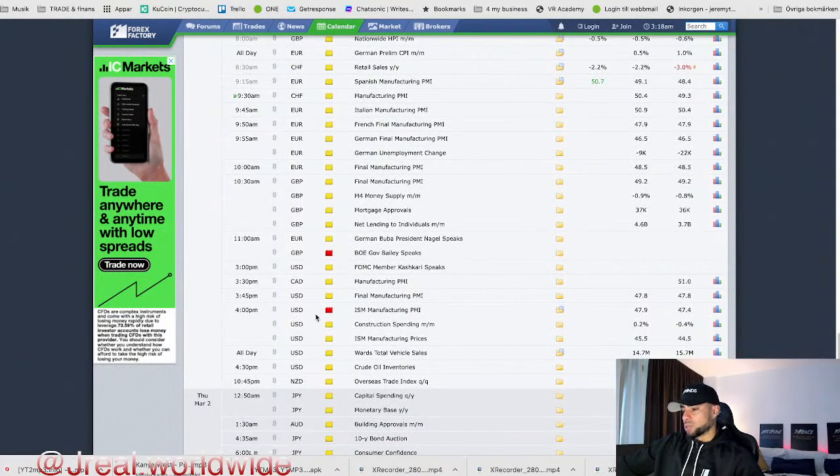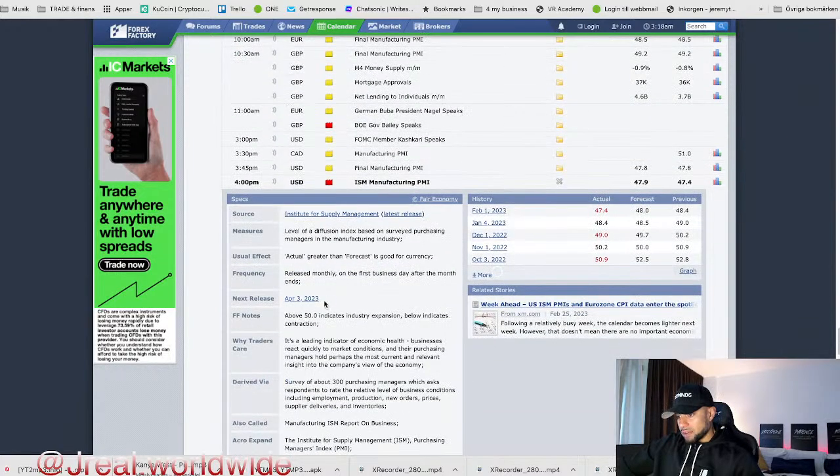4 p.m. we have the USD ISM manufacturing. To be honest, I don't even know what that is. Let's check it out. Level of a diffusion index based on surveys of purchasing managers in the manufacturing industry. Okay, so the important thing we gotta keep in mind here is if the report is greater than forecast, it's good for the currency. All right, so that means it's good for the US dollar, and we know when it's good for the US dollar, it's bad for currency pairs that are paired against the US dollar. It's bad for gold as well, that we trade a lot.